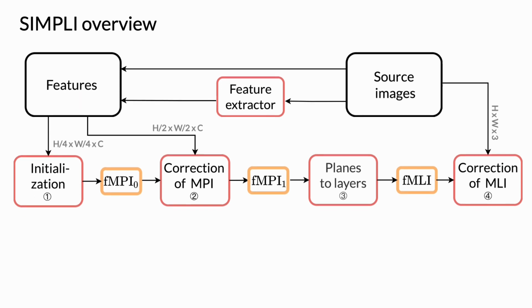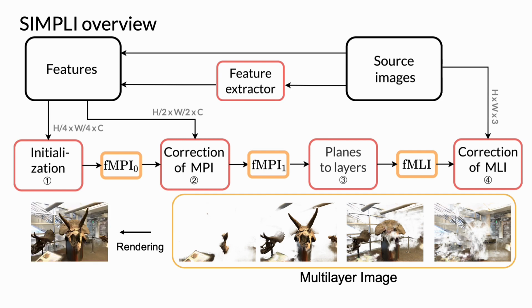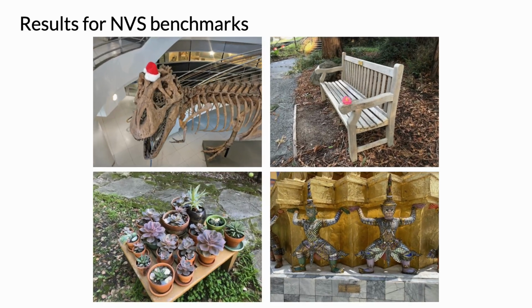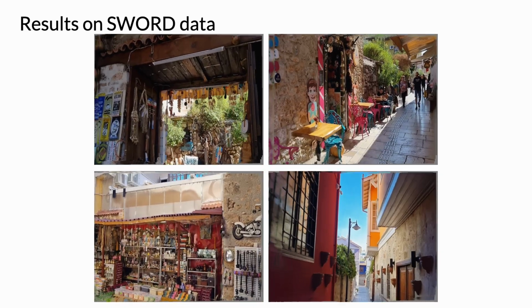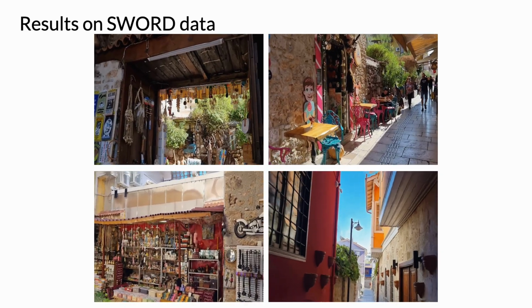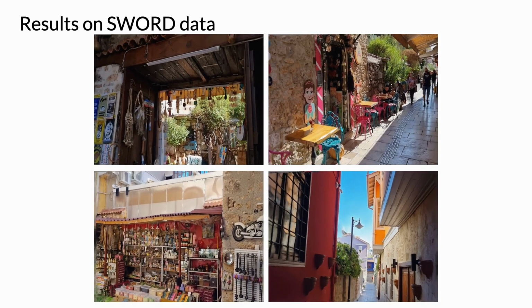The resulting representation consists of semi-transparent RGB textures and depth maps for each layer. This representation can be rendered with a rasterization step followed by the overcompositing. In this example, textures of 4 layers are shown. Now we present results for popular benchmarking datasets. In this slide, you can see the results produced with our model for challenging scenes from the SWORD dataset.